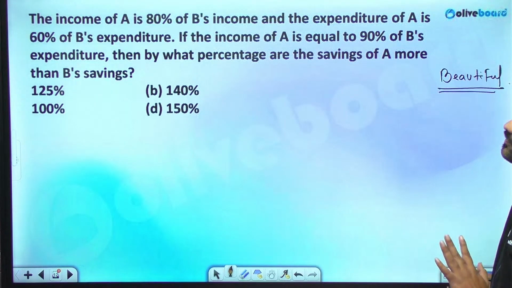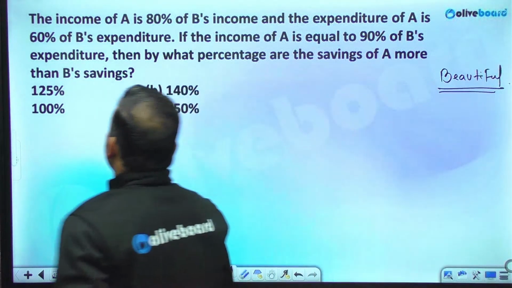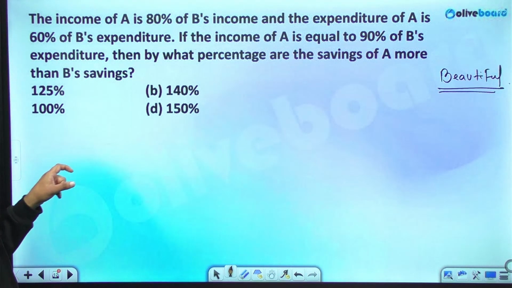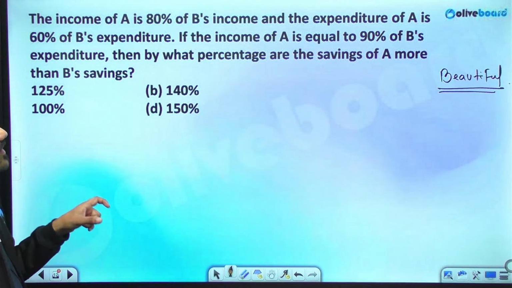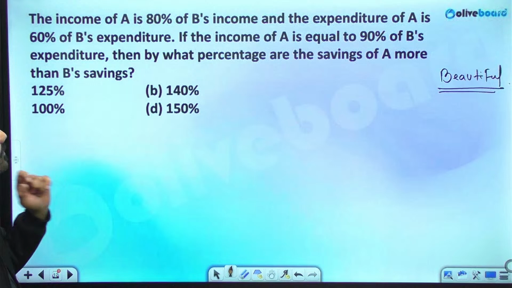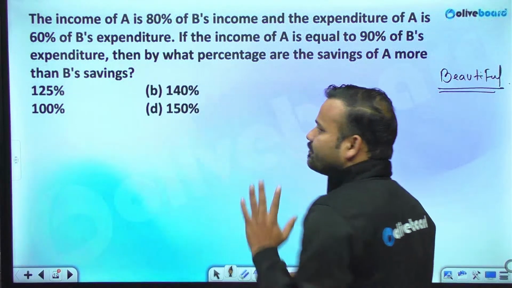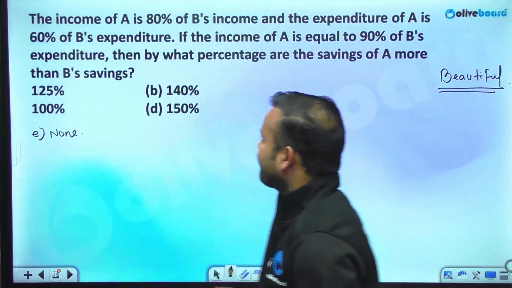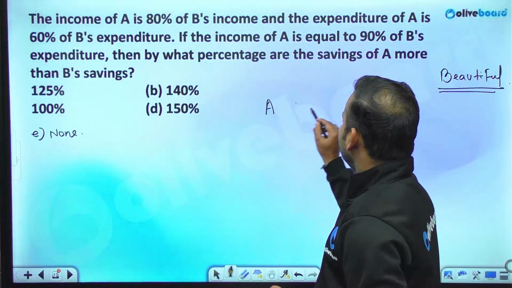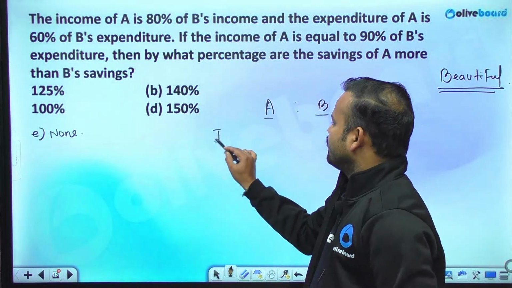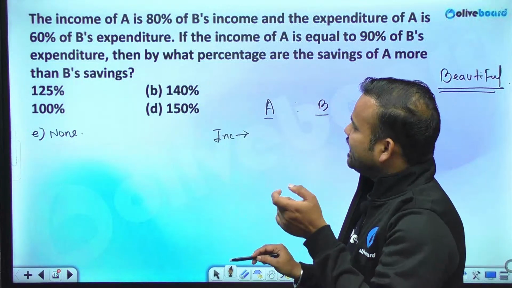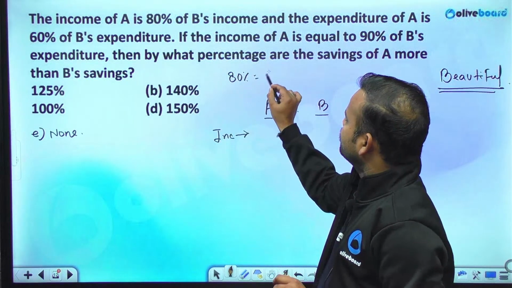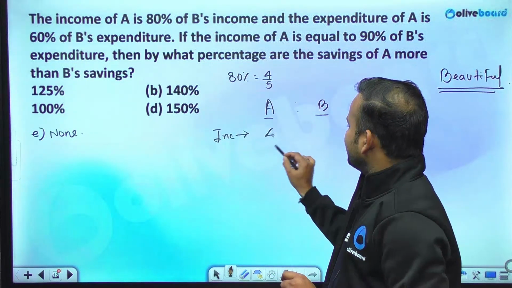And let's see the approach we are using over here. The income of A is 80% of B's income, and the expenditure of A is 60% of B's expenditure. If the income of A is equal to 90% of B's expenditure, then by what percent are the savings of A more than the savings of B? Okay. So we have A and B over here. First is the ratio of income. The income of A is 80% of B's income. 80% is nothing but 4 by 5. So basically the ratio will be 4 and 5.